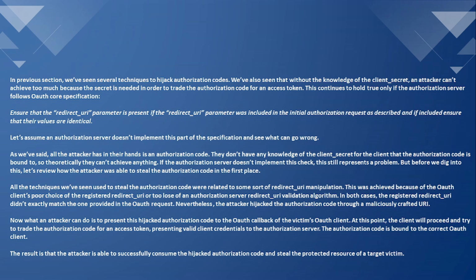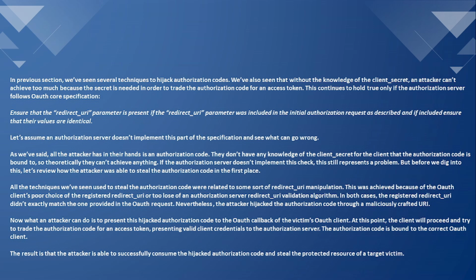All the techniques we have seen used to steal the authorization code were related to some sort of redirect URI manipulation that we discussed already in our previous section. This was achieved because of the OAuth client's poor choice of the registered redirect URI or too loose an authorization server redirect URI validation algorithm. In both cases, the registered redirect URI did not exactly match the one provided in the OAuth request. Nevertheless, the attacker hijacked the authorization code through a maliciously crafted URI, and we know what the ways are, right? Like we have discussed already in our OAuth client vulnerability sections, through the referrer and other methods.